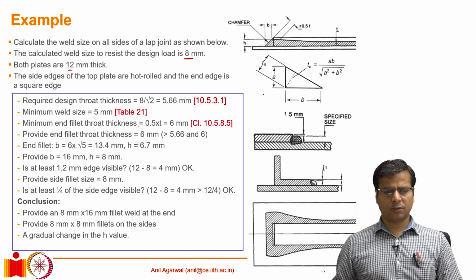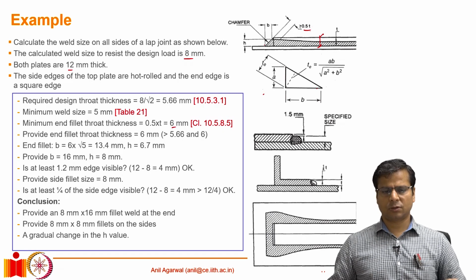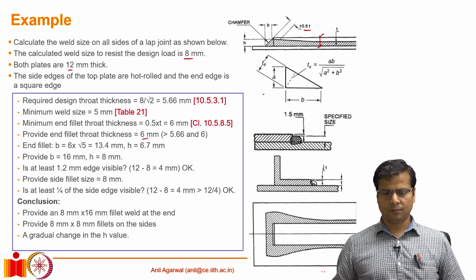So what should be the throat thickness in this portion? 0.5 times T, the T value is 12 millimeters, so 0.5 times 12 is 6 millimeters. So the throat thickness in this part should be at least 6 millimeters. The original minimum throat thickness was 5.66, therefore now we know that the end fillet throat should be at least 6 millimeters in size. So the throat here should be 6 millimeters and the throat elsewhere can be 5.66 millimeters.